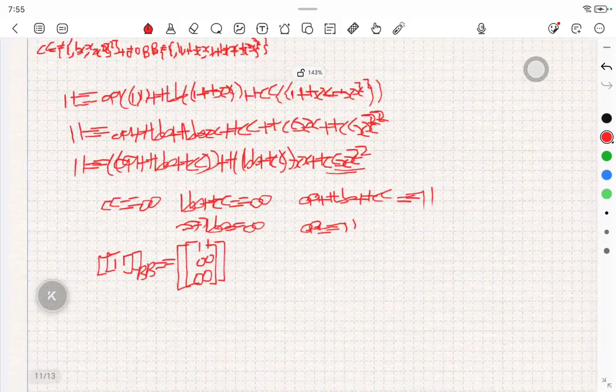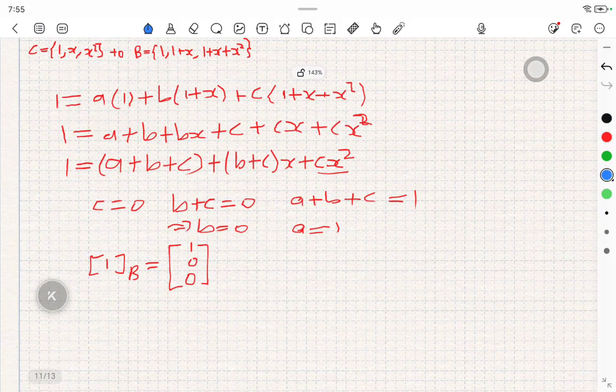Now you come and say x. Now you equate x. x would be equal to a times 1. You see, it's a times this vector, b times this vector, c times that vector. This is a linear combination.